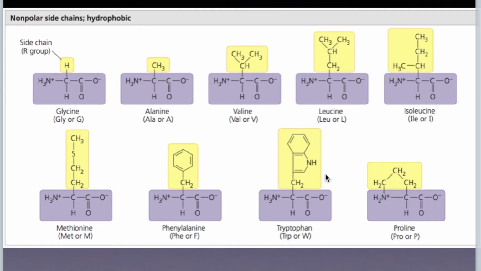These 9 amino acids have R groups that are nonpolar, so nonpolar side chains or nonpolar R groups. They are called glycine, that's an H, alanine, CH3, valine, leucine, isoleucine, methionine, phenylalanine, tryptophan and proline.